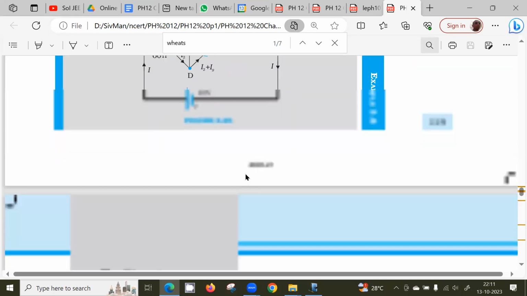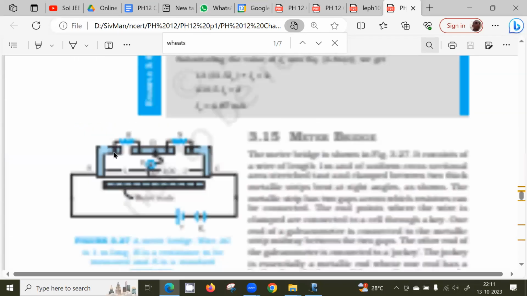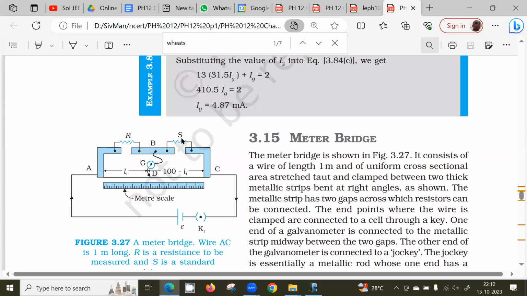Okay, and meter bridge is like this. So this one is a resistance, this is the second resistance. These are strips which have zero resistance. This wire is split into two parts by the contact point of the galvanometer. We adjust this point so that the galvanometer current is zero. That is the balance condition. In that condition, R by S will be equal to the resistance of this part by the resistance of this part. The resistance of the wire is proportional to the length, so it is L1 divided by 100 minus L1.